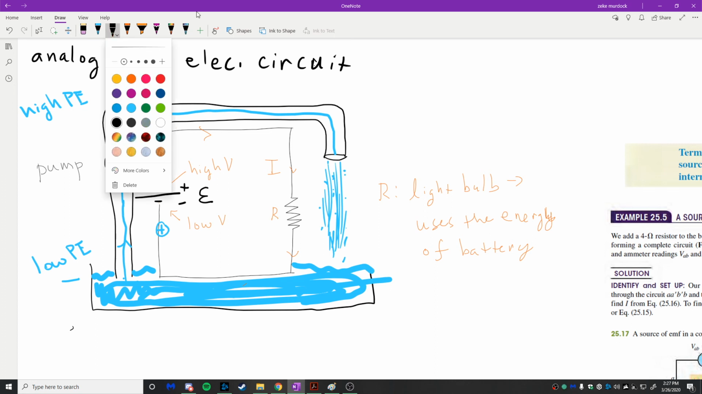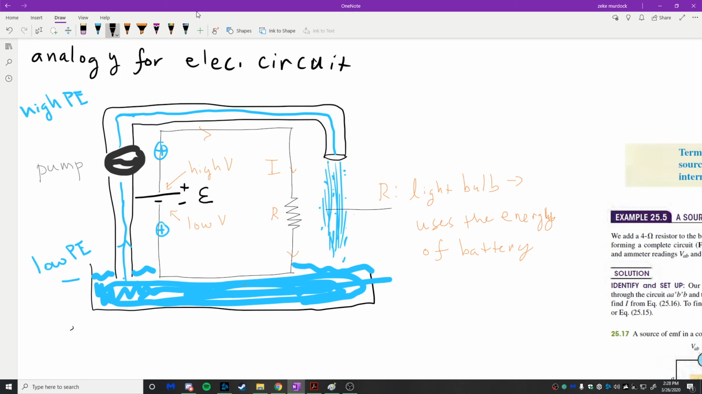If you throw a little turbine in here, a little water wheel, then the flowing of the water is going to cause that water wheel to turn around in a circle. It's going to keep moving, and then you can use that motion to do whatever you want to. You can use it to power something or grind wheat or whatever you want to do. But that's basically what an electrical circuit is.